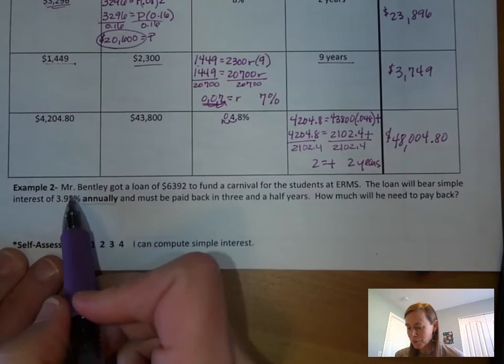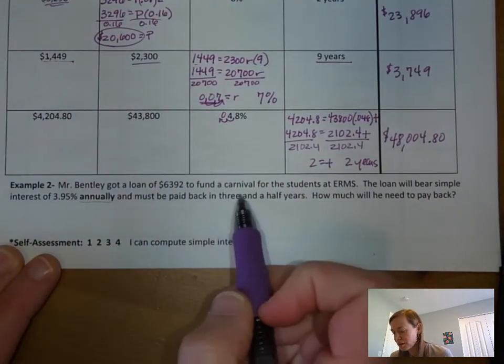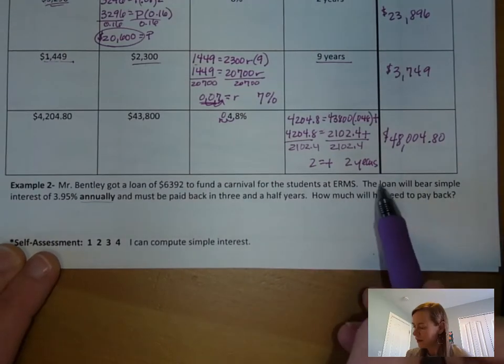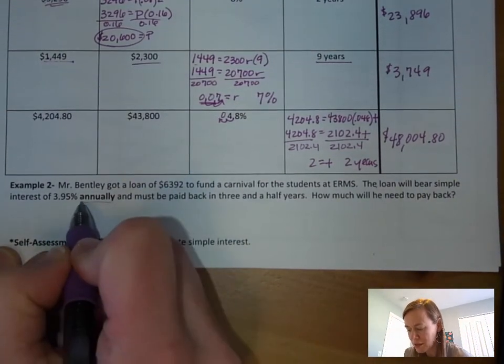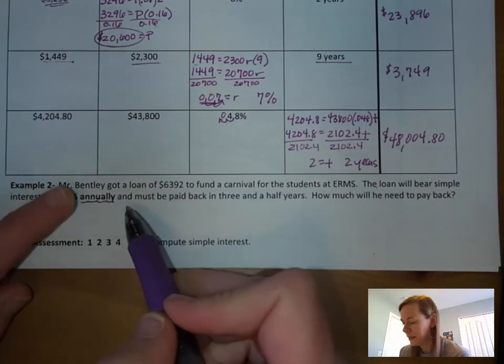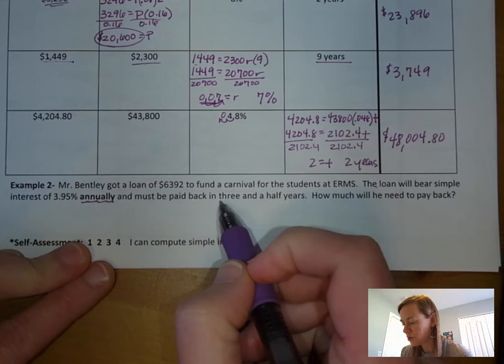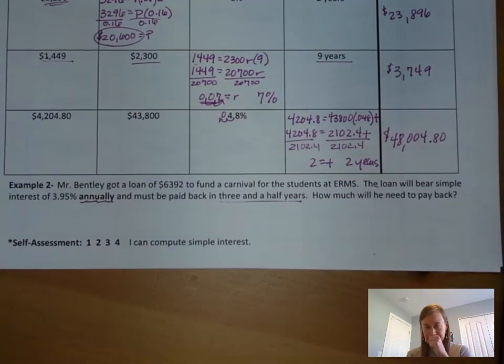It says Mr. Bentley got a loan of $6,392 to fund a carnival for the students at Elkridge. The loan will bear simple interest of 3.95% annually. Annually means per year, just so you know. And must be paid back in 3.5 years. Okay, how much will he need to pay back?